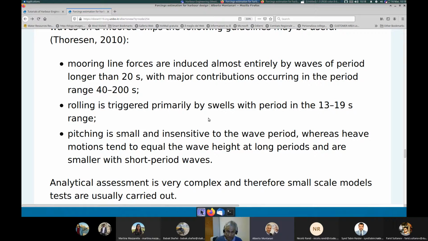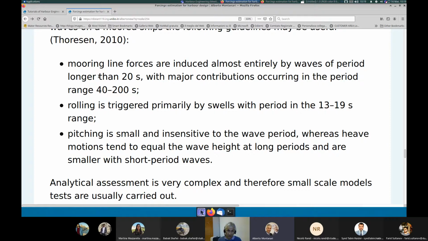And you will see that we can come easily to a simplification with the awareness that it implies some uncertainty. And in order to introduce the simplification, let me first discuss these guidelines. So, first, mooring line forces are induced almost entirely by waves of period longer than 20 seconds, with major contribution in the range 40 to 100 seconds. And this is important for you to understand what are the most dangerous situations.